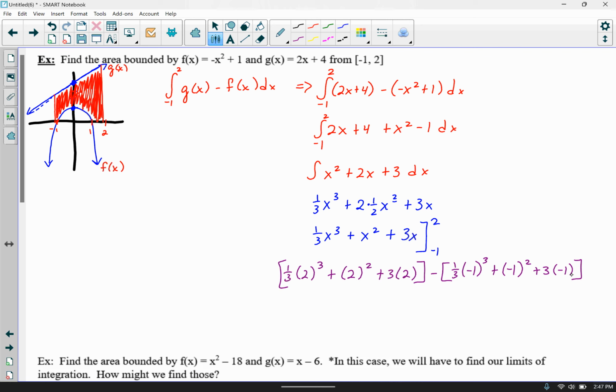All right, so let's start clean up here. That should give me, what, 2 cubed, so 8/3 plus 4 plus 6 in the first bracket. Over to the second bracket, I get a -1/3 plus 1 minus 3.